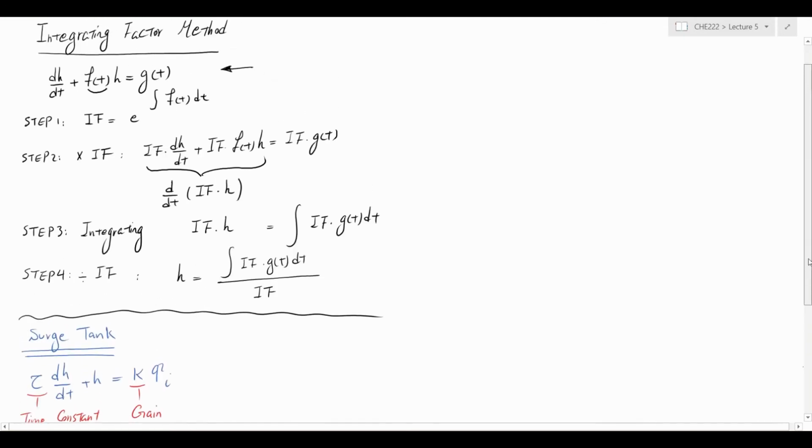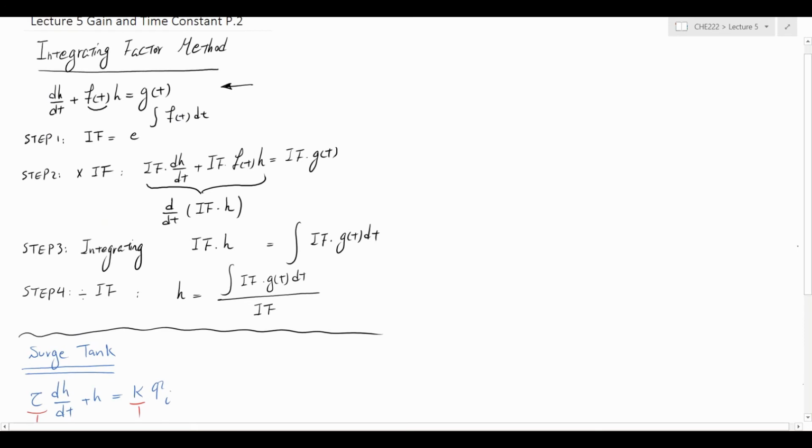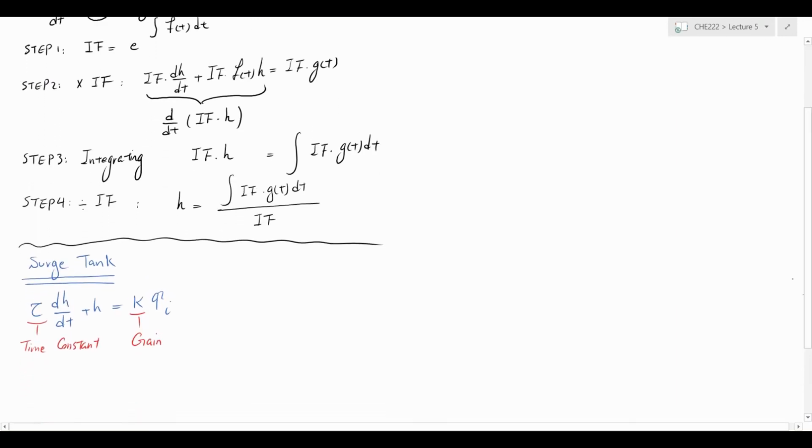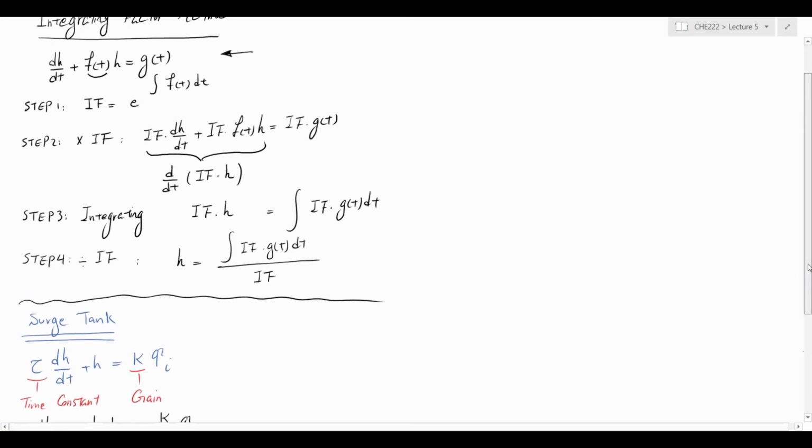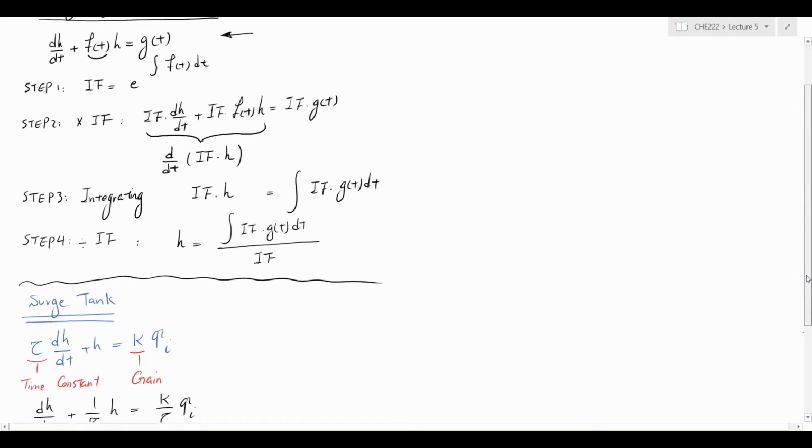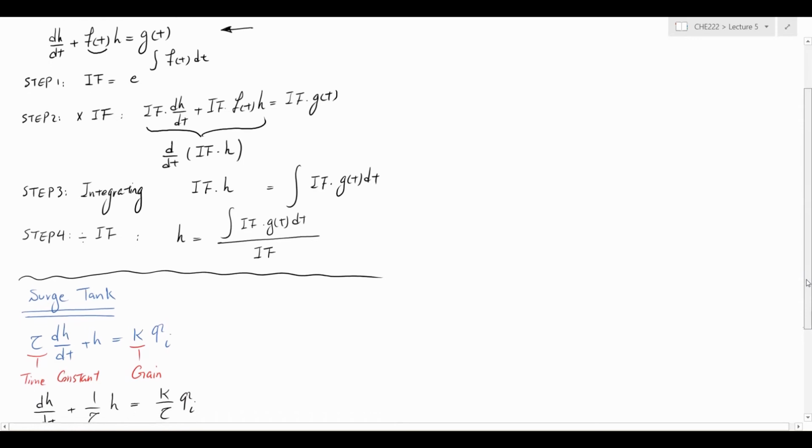In order to make this equation in the same form as the standard for the integrating factor method, I just have to do a simple rearrangement. I divide the two sides of the equation by tau, which gives me dh/dt plus 1/tau h is equal to k/tau qi. Now this is consistent with the format that we used for the method of integrating factor.